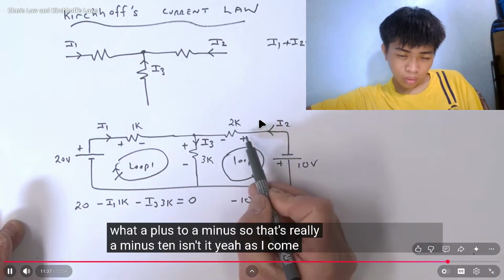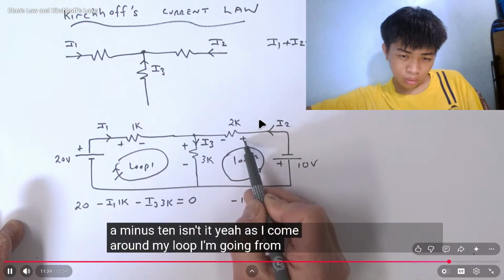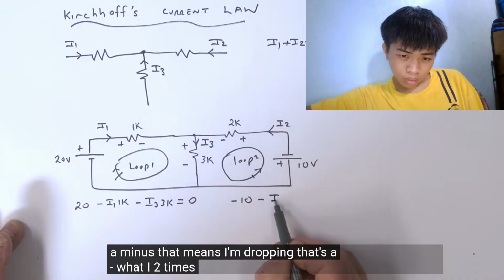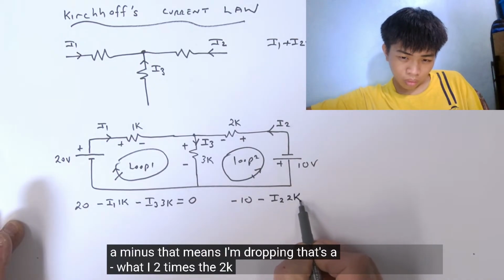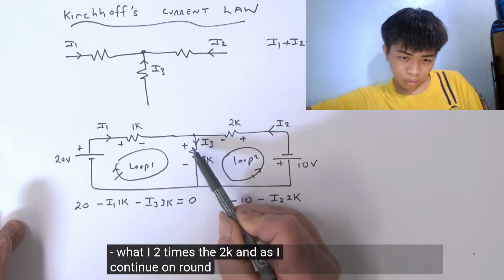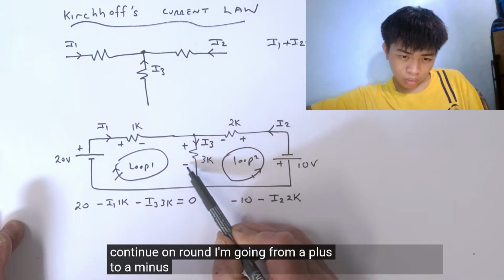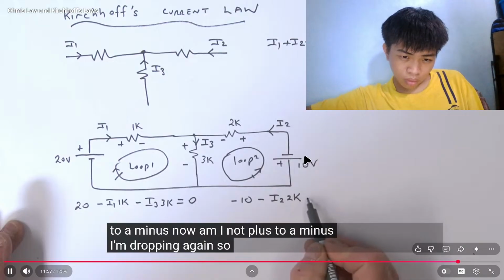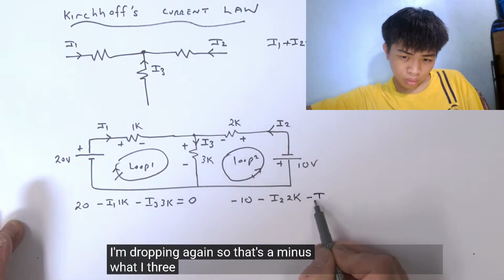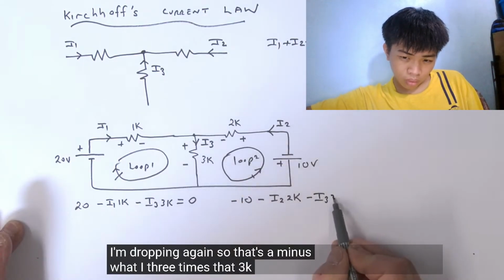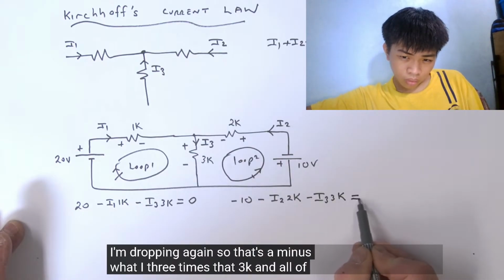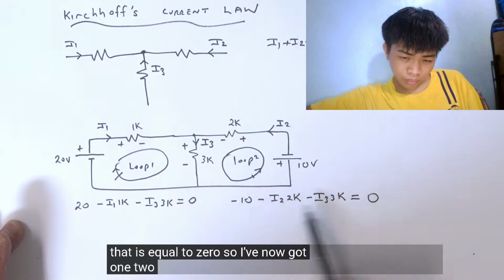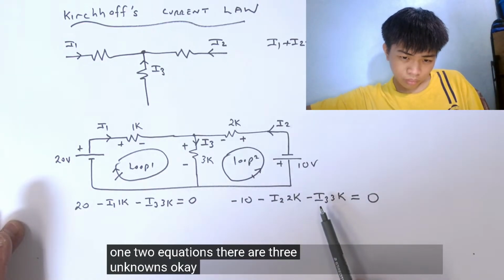Yep. As I come around my loop, I'm going from a plus to a minus. That means I'm dropping. That's a minus I2 times the 2k. And as I continue on round, I'm going from a plus to a minus again. I'm dropping again, so that's a minus I3 times that 3k, and all of that is equal to 0. So I've now got two equations. There are three unknowns.